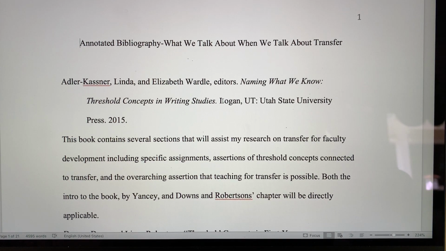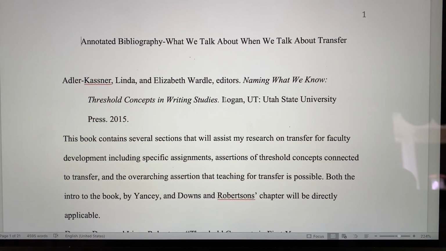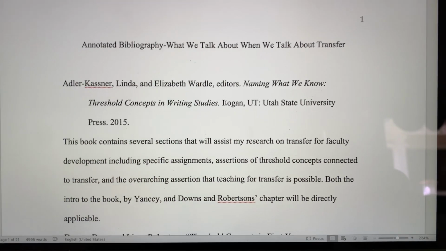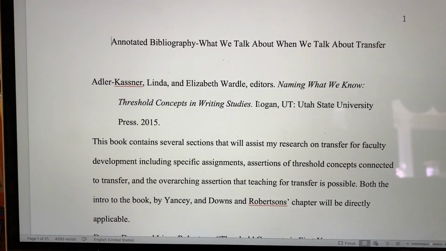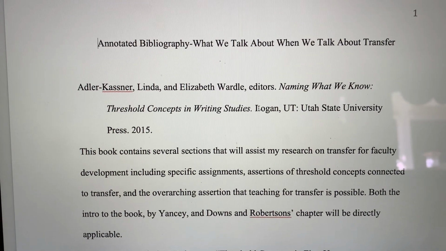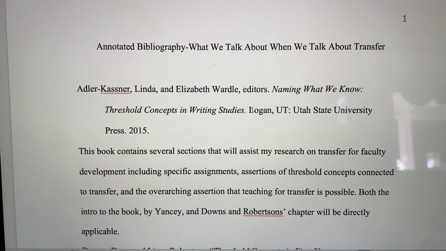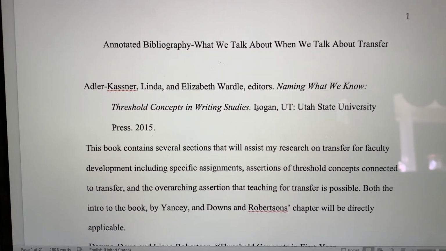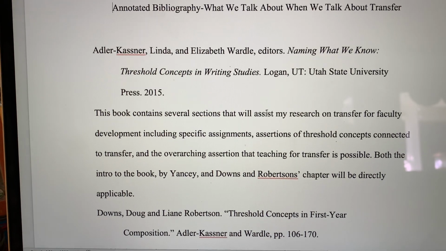Hi friends! Today we're going to talk about how we take an annotated bibliography, such as the one in front of me, and turn it into a paper. So this is an annotated bibliography for a paper I did called What We Talk About When We Talk About Transfer. And I'm just going to briefly show you what it looks like.